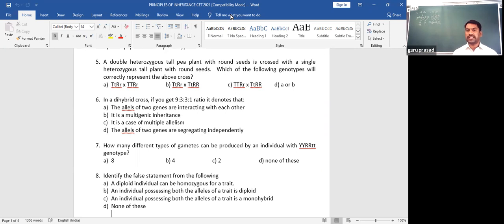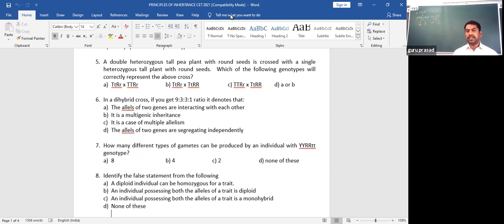As in option D, it has given A or B. Both are the answer. Why not C? C: first parent, capital T homozygous, capital R, small r heterozygous. So single heterozygous, not the double heterozygous.